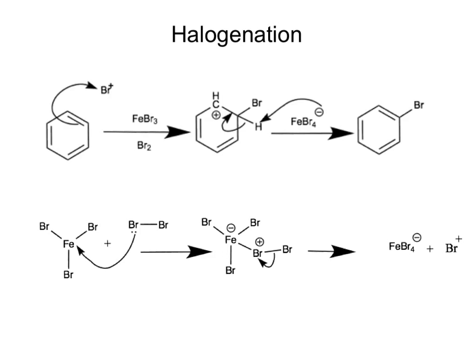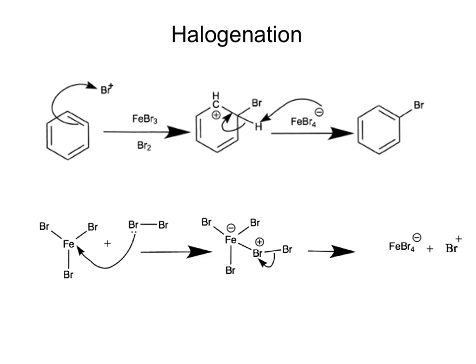In order to deal with this positive charge, an electron pair from this bromine and the bond will come over and attack this bromine here. This yields a positively charged bromine and a negatively charged FeBr4, which can then participate in this reaction above.